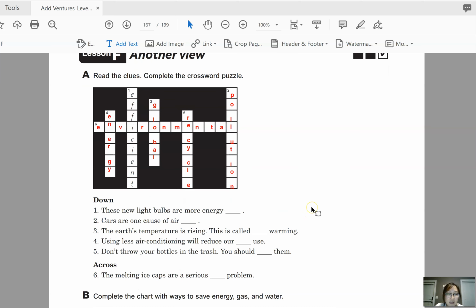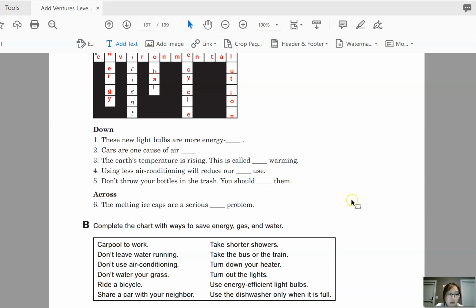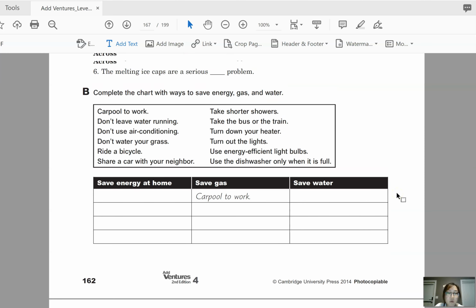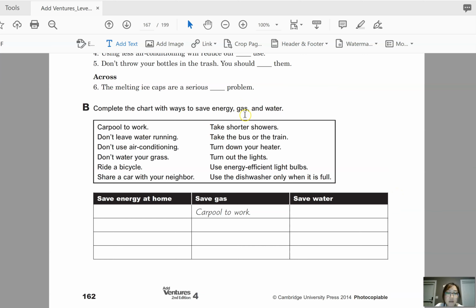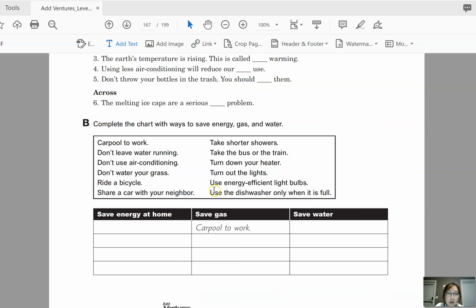And then let's take a look at exercise B. Complete the chart with ways to save energy, gas, and water. This is pretty straightforward. You're going to put each of these sentences in one of the 3 categories. So go ahead and pause the video and continue when you're finished.